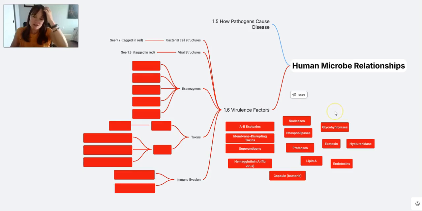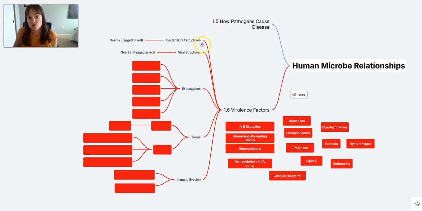Let's get started. So the human microbe relationship is the goal for this unit. And in the last activity, we learned how pathogens cause disease. But the real answer to that question is actually revealed today in virulence factors. Why? Because virulence factors are the structures or molecules that a pathogen produces that allow it to infect and cause disease. You'll see that I divided virulence factors up into 5 branches. That's the max you'd want to go for the cognitive approach of chunking information.